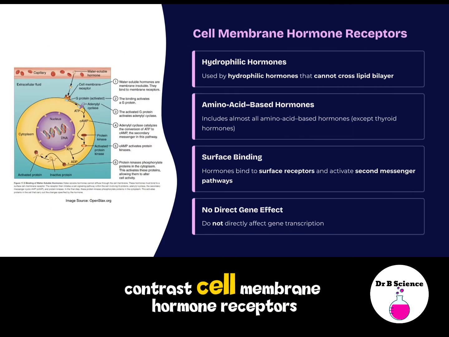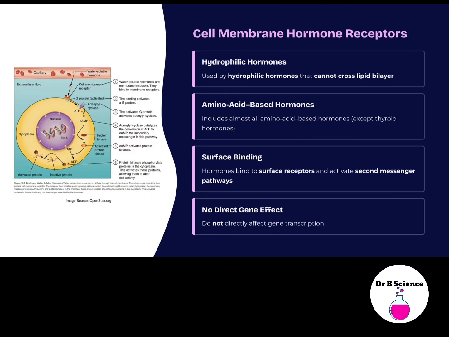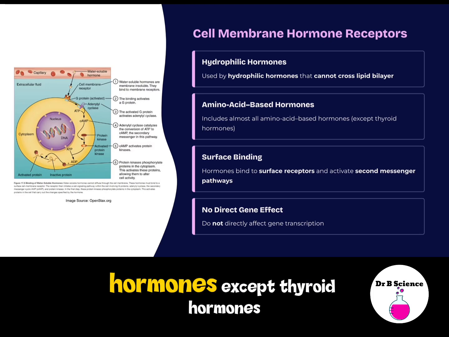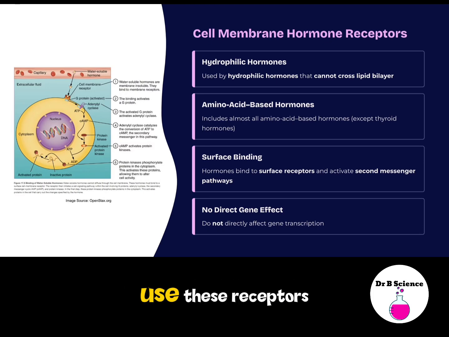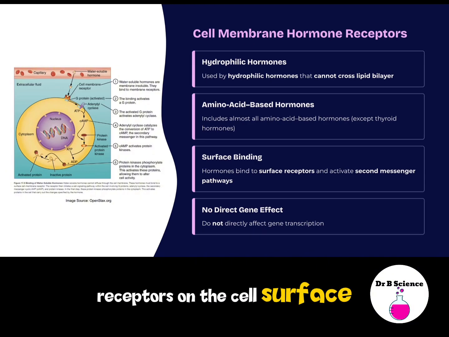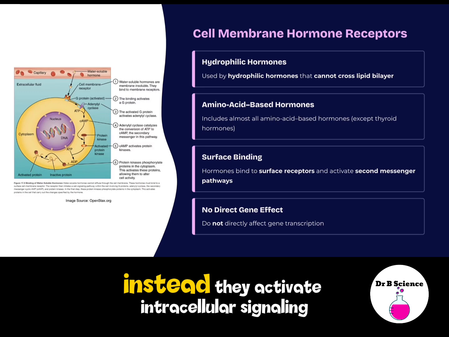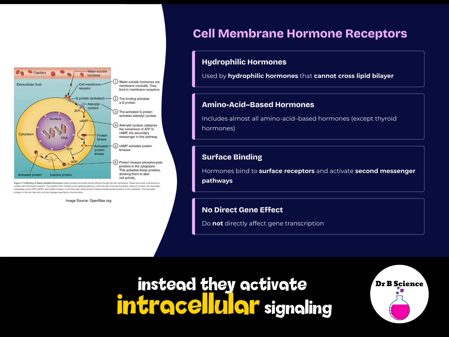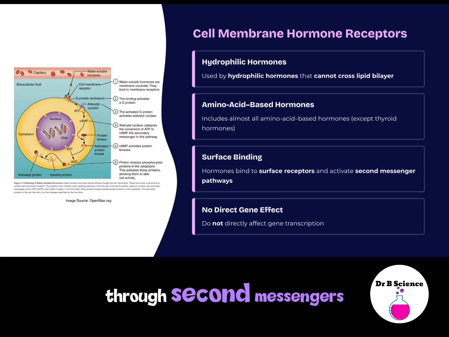In contrast, cell membrane hormone receptors are used by hormones that are hydrophilic and cannot cross the lipid bilayer. Almost all amino acid-derived hormones, except thyroid hormones, use these receptors. When these hormones bind to receptors on the cell's surface, they do not directly alter gene transcription. Instead, they activate intracellular signaling pathways through second messengers.